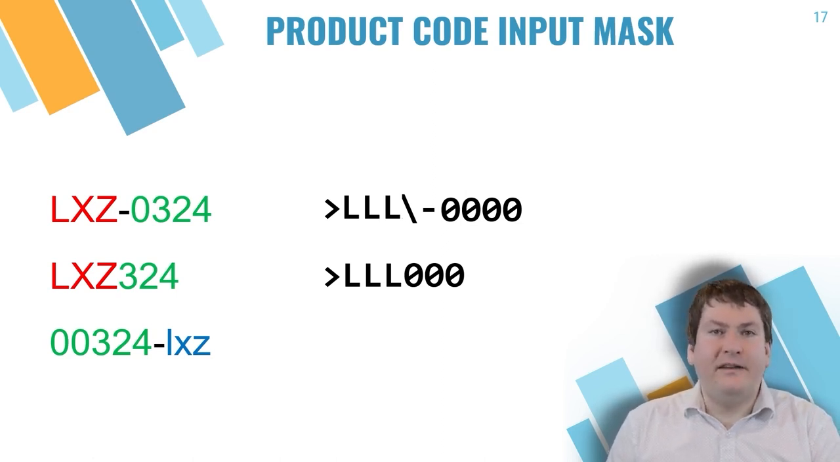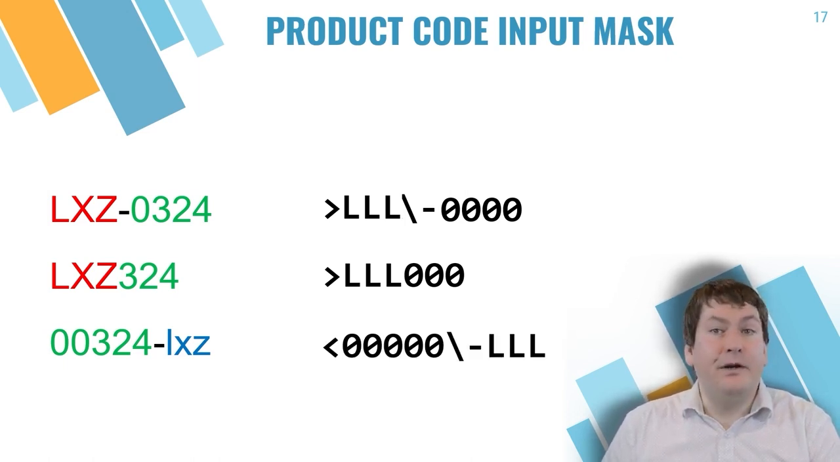Let's look now at that last product ID. Since we're following the same steps and dealing with a similar product code, we're going to get a similar input mask. The big difference here is that we're using the less than symbol, as we want the letters in this input mask to be lowercase. And now we have 5 zeros, because we want 5 digits.